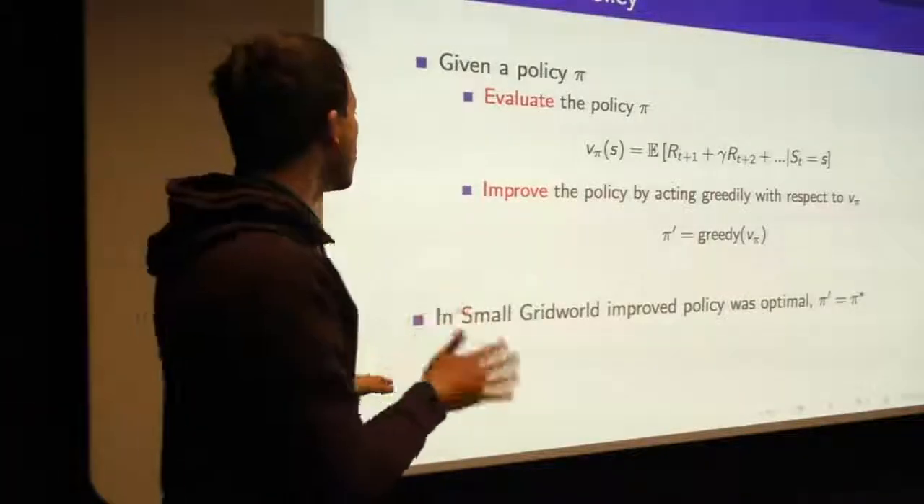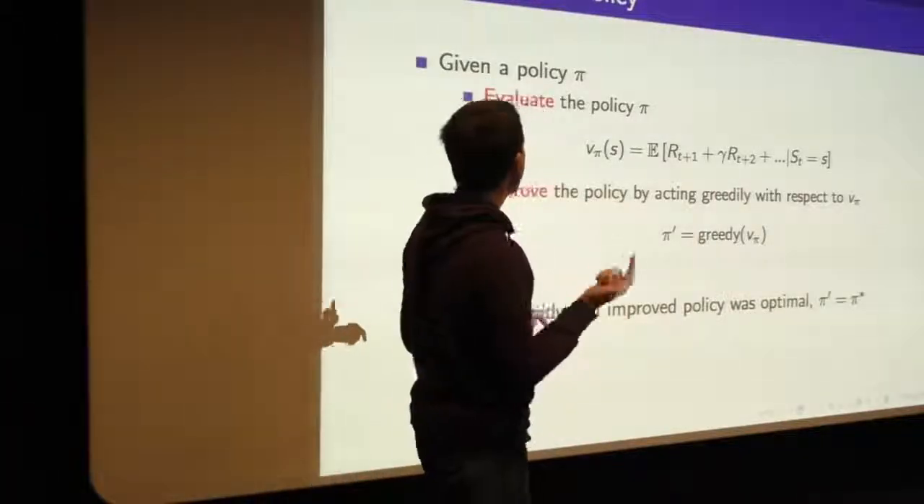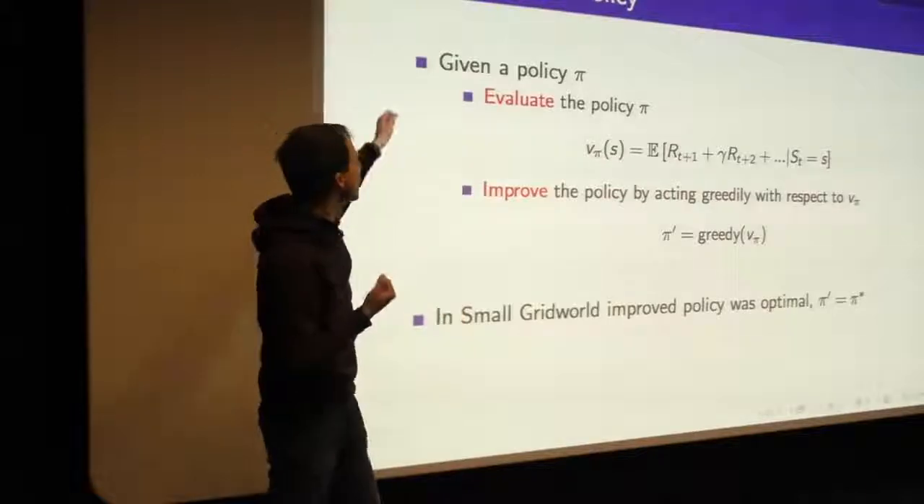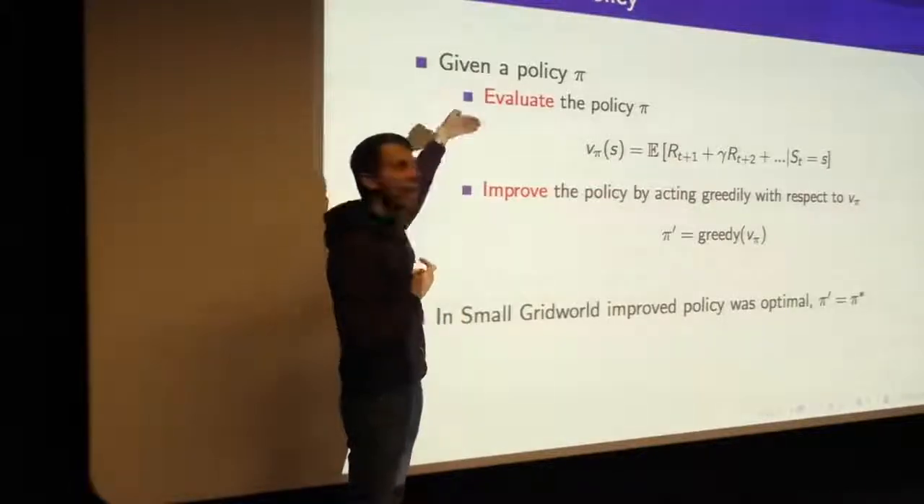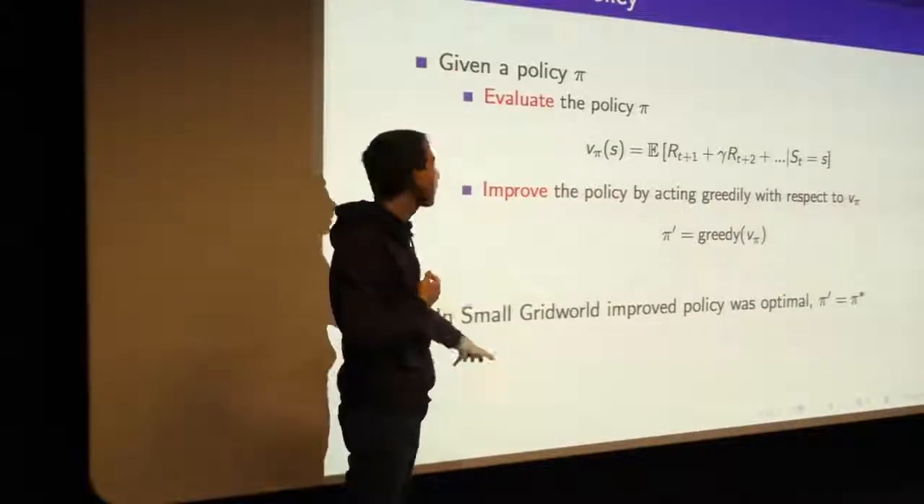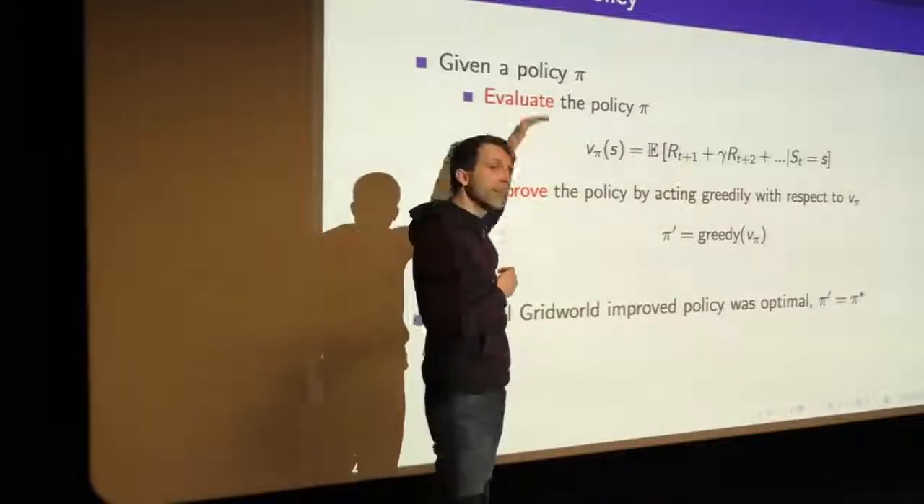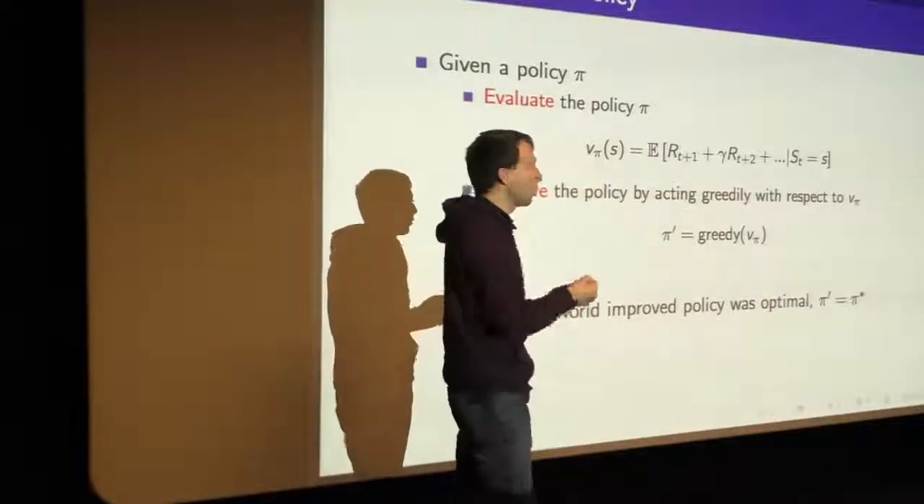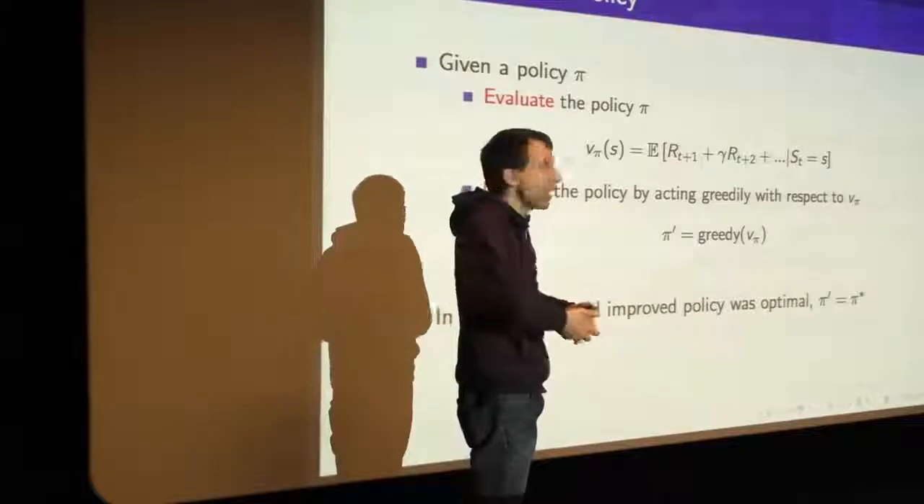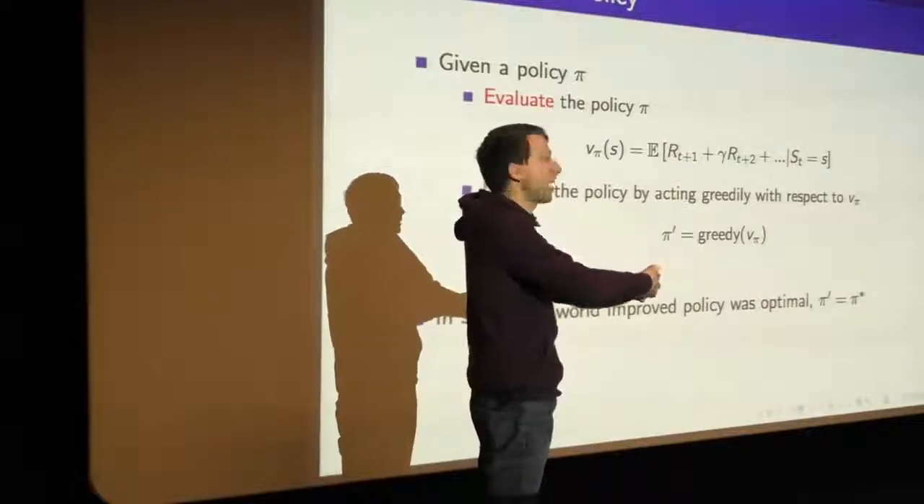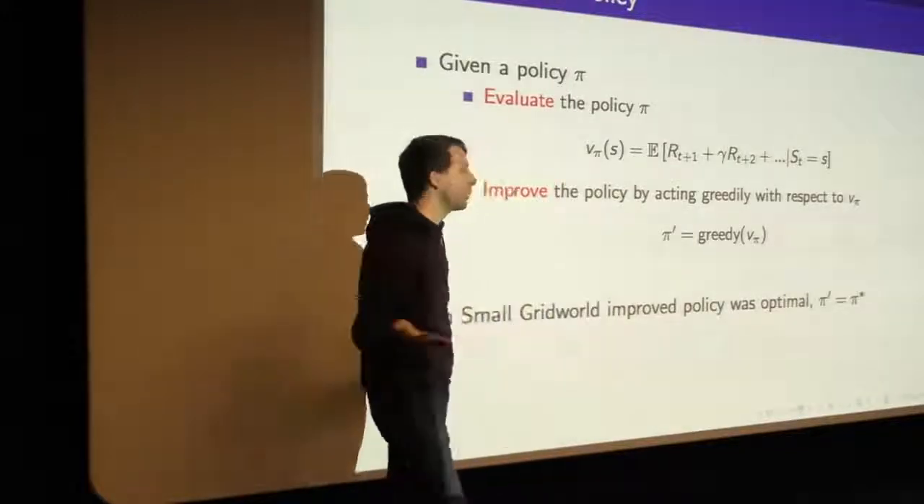Okay. So in the small grid world, we just did this once. We started with the uniform random policy. We evaluated that policy once. That was the left-hand column, and we improved the policy once. That was the right-hand column. We looked at what would happen if we took that value function we ended up with and then acted greedily with respect to that.